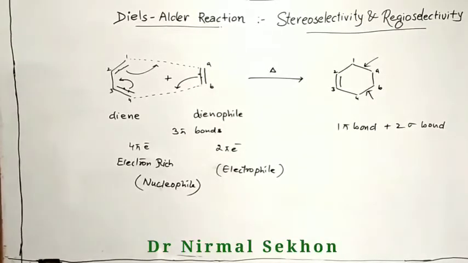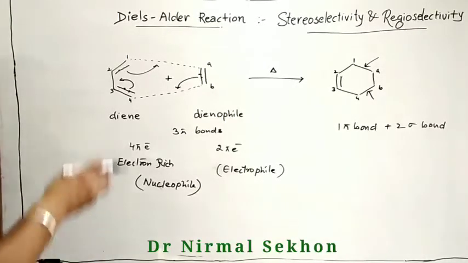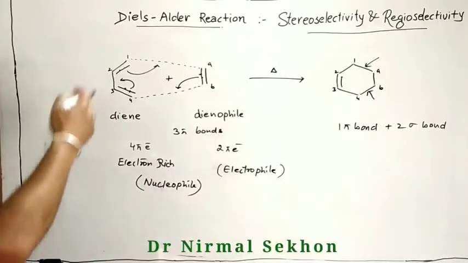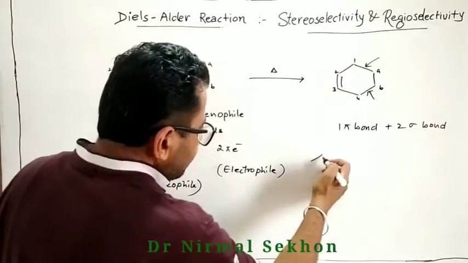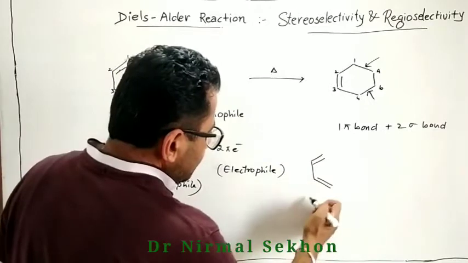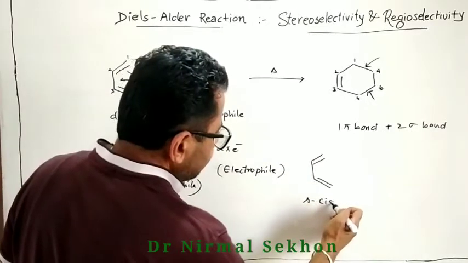So this way, now one more condition on this diene. This diene is called s-cis.